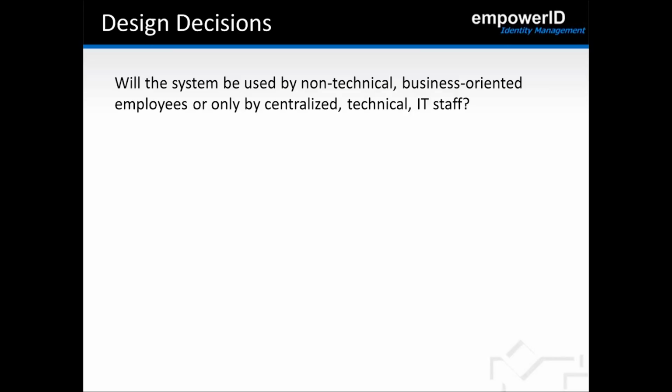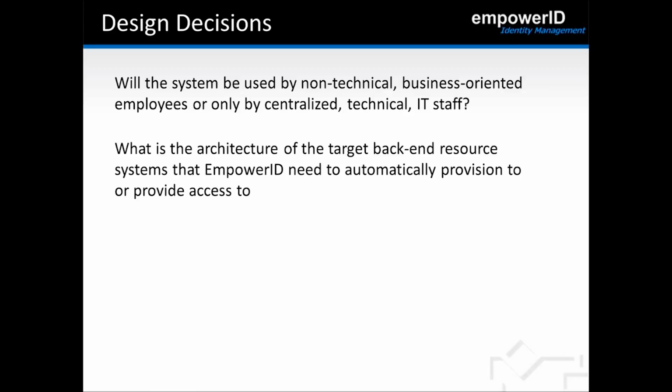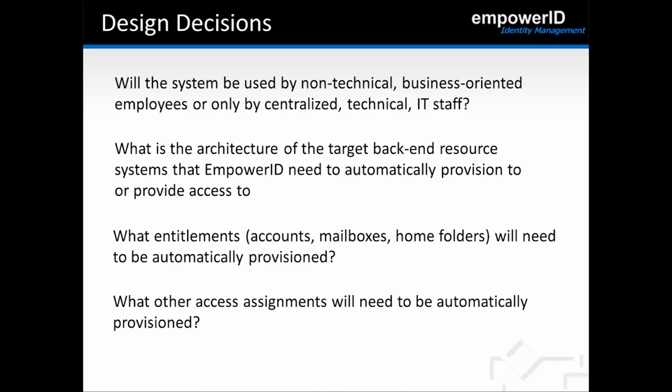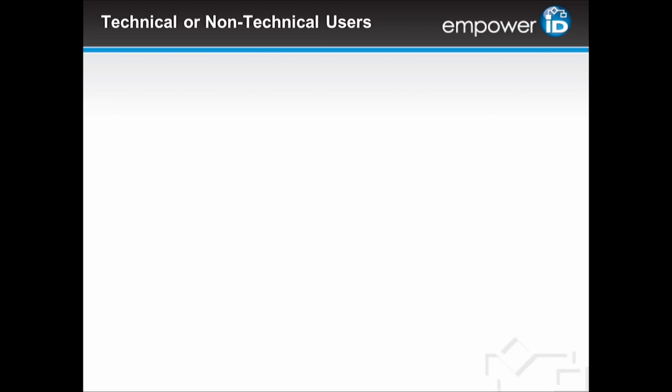Now, as we did in the previous video, we're going to take a look at our common questions that we're going to ask ourselves so that we can make some appropriate design decisions. So number one is, will the system be used by non-technical, business-oriented employees or only by centralized technical IT staff? We want to look at the structure of the target back-end resource systems that we're going to need to automatically provision to or provide access to. And then we need to take into account what entitlements, such as accounts, mailboxes, home folders, and such, will need to be automatically provisioned. And then look at any other access assignments that will need to be provisioned in the system through automated processes.